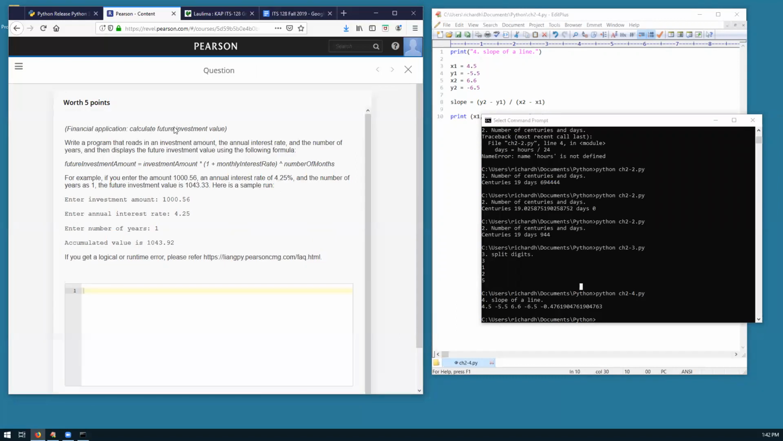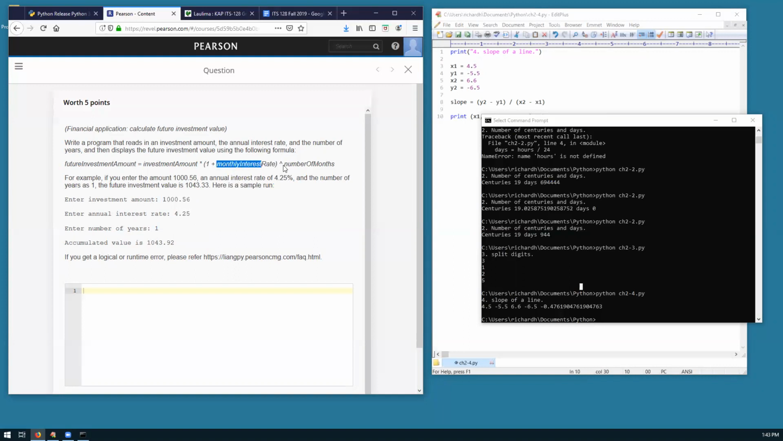And here we're doing a calculate a future investment value. Basically, we're going to invest a certain amount of money, $1,056, with an annual interest rate of 4.25%, and we're going to do it for 1 year. And the interest is going to be compounded monthly.